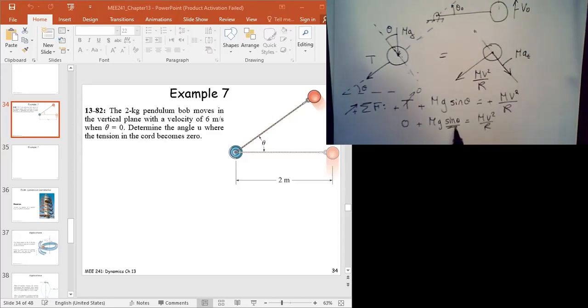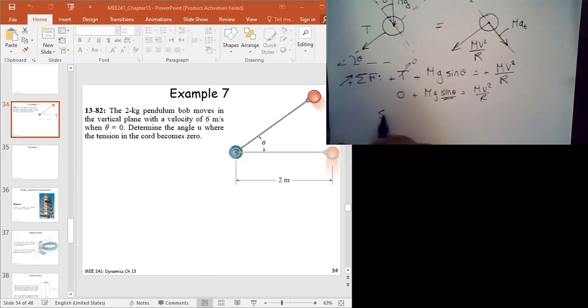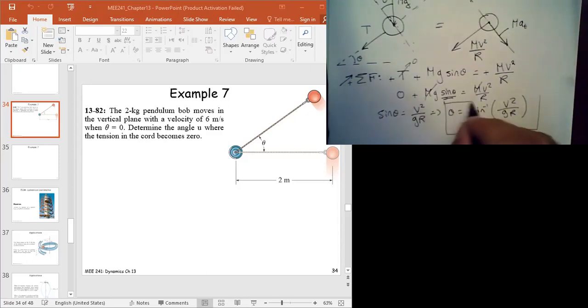So how can I find the angle? It's going to be this guy, right? So m and m will cancel out. So sine theta is going to be equal to v squared over g times r, exactly. So theta is going to be equal to sine inverse of v squared over gr. You guys agree? Yes, doctor.